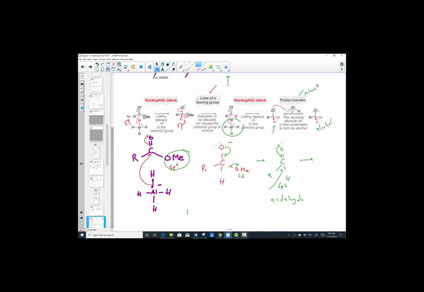An ester, of course, we know is defined as this particular functional group. And as we think about the mechanism, this leaving group leaves, and we've essentially ended up with adding 2 more hydrogens on to create the alcohol.